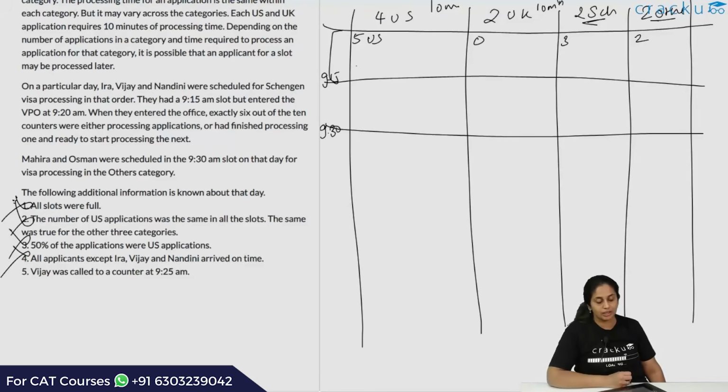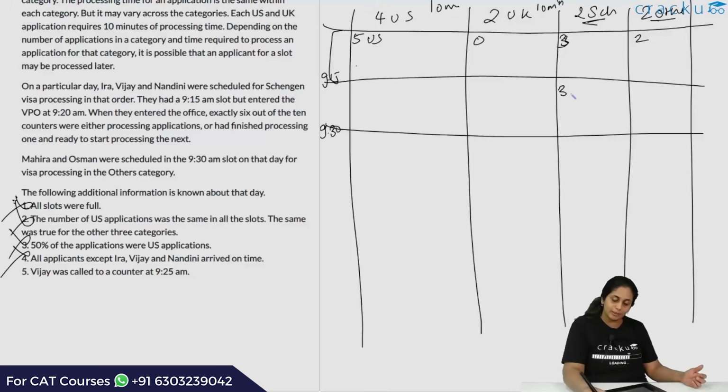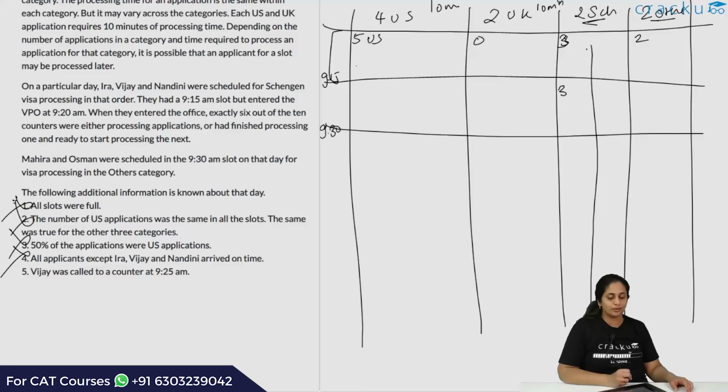Vijay was called to the counter at 9:25. That basically means that the Schengen visa is being scheduled in such a way that Vijay, who came second, so on a particular day, Ira, Vijay and Nandini were scheduled for visa processing in that order. Before them, there would be 3 people over here. These are the 3 people. So Vijay is essentially 5th in line, and he was called at 9:25 AM, which basically means that Ira was probably called at 9:20, and Vijay was called at 9:25 AM. There are 2 counters over here, right? So Vijay was 5th in line, whatever the time being taken, and the first 3 were there, okay?